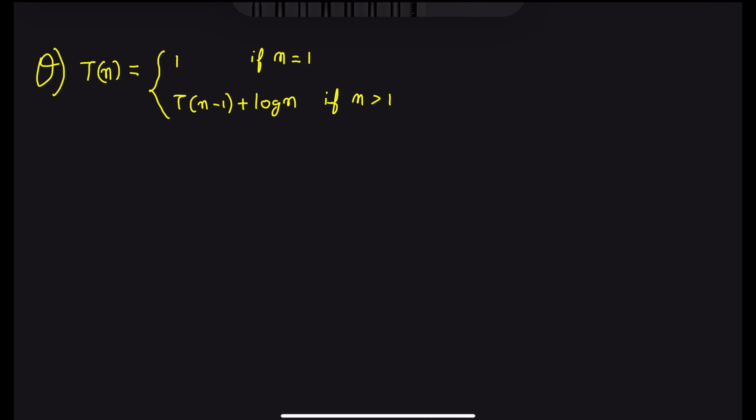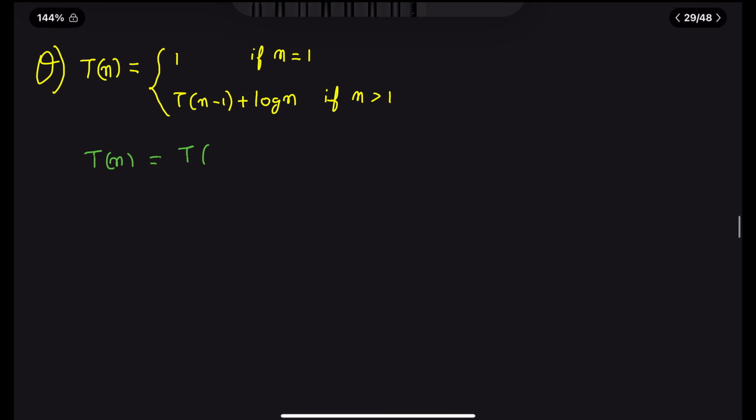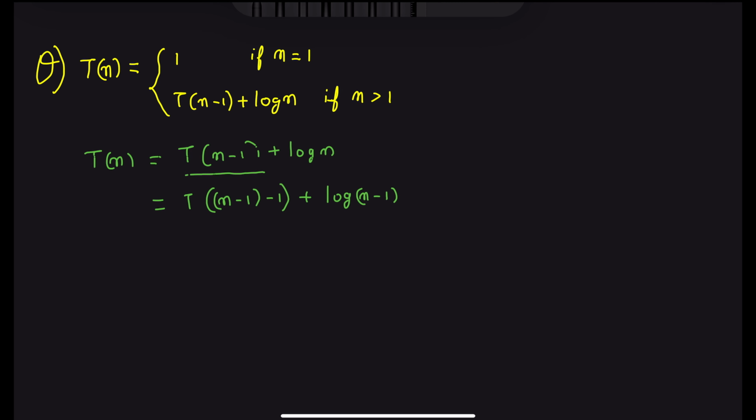So we will write the equation here. T(n) equals T(n-1) plus log n. Now we have to substitute and find the value of T(n-1). So let's substitute here itself. So we will have T(n-1) plus log(n-1) plus log n. So for T(n) we have log n here, so for T(n-1) we will have log(n-1).